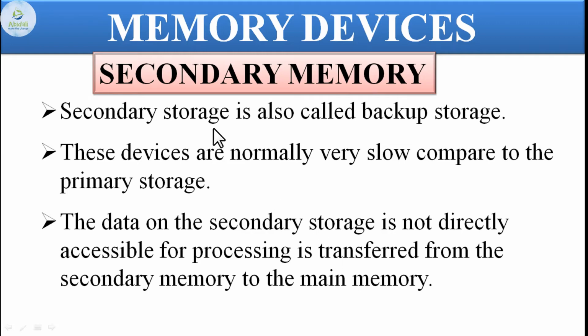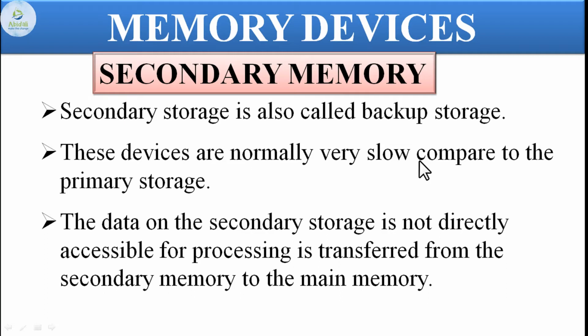So the secondary memory is a kind of storage device that is also known as the backup storage. Why is it called a backup storage? Because if something needs to be stored permanently onto the computer, it has to be stored onto the secondary memory devices. So permanent storage is given by the secondary storage device. That's why it is called backup storage.